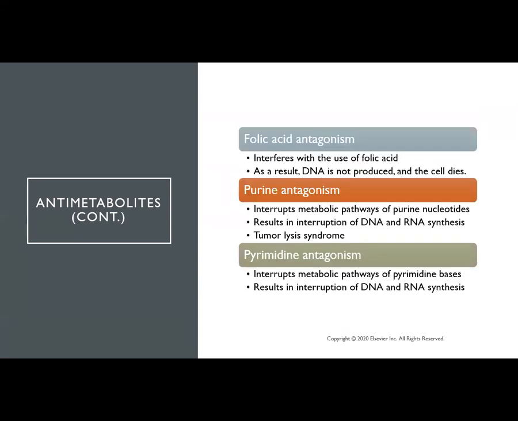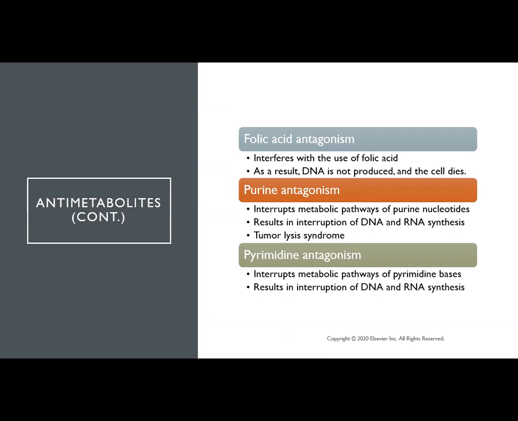So yes, folic acid antagonism interferes with the use of folic acid. As a result, DNA is not produced and the cell dies. Purine antagonism interrupts metabolic pathways of purine nucleotides, resulting in interruption of DNA and RNA synthesis. And with these ones, you can have that tumor lysis syndrome, which we'll talk about in just a bit.